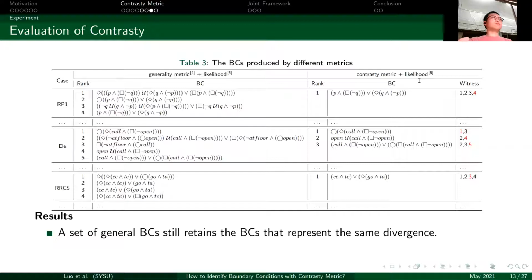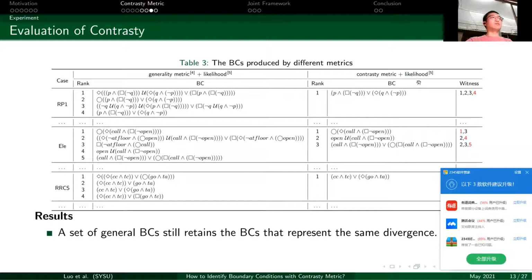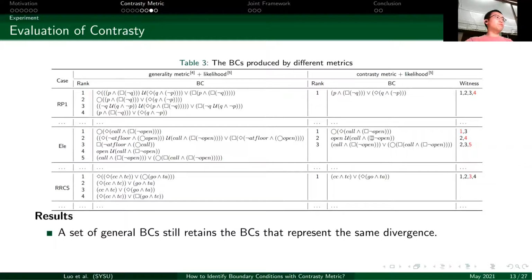For all cases, the contrastive BC set is much smaller than the general BC set, and the contrastive BC set is a subset of the general BC set. It confirms that the contrastive metric is a more fine-grained metric than the generality metric. The results also show that the set of general BCs still retains BCs that represent the same divergence.